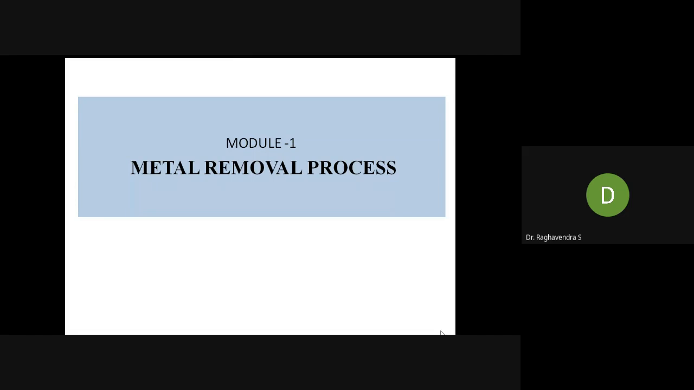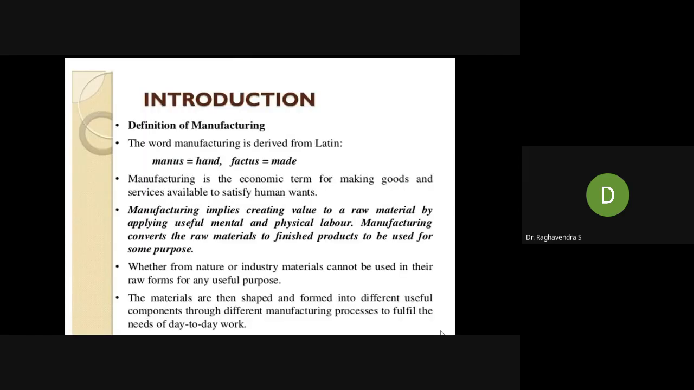What is exactly a metal removal process? Let us see some definitions now. Introduction. The definition of manufacturing. The word manufacturing is derived from a Latin word. Manus, nothing but hand. Factus, nothing but made. Whatever you do, you make it through a hand. So that's the reason why nowadays manufacturing is something like a preparation, preparing the things.